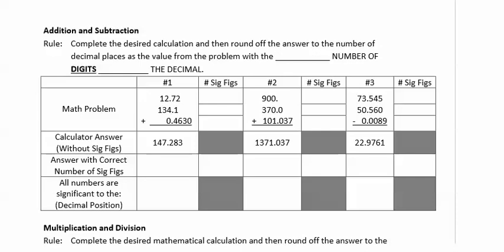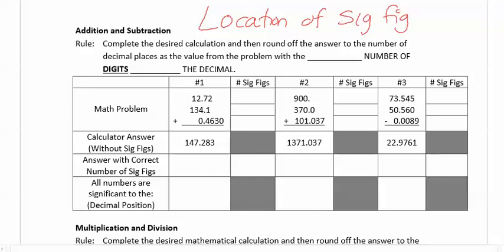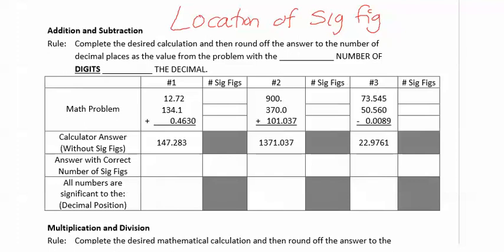Addition and subtraction, what we're going to do, we're going to be looking at the location of your sig figs. So we're looking at the smallest value here of digits. We want to use the smallest digits that are significant in all of our calculations. So the rules here are a little bit confusing, but we're going to help to clarify it.